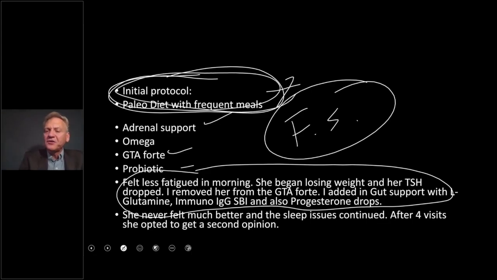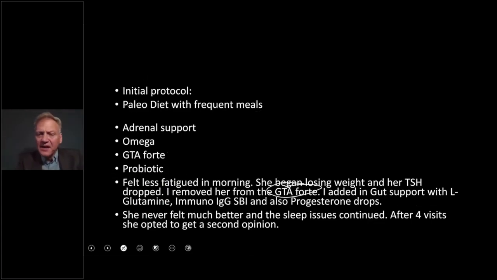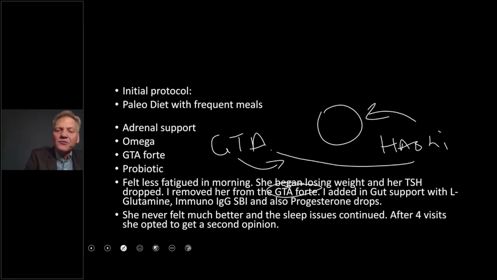She began losing weight, and her TSH dropped. I removed her from the GTA. Now, I'm not being overly critical on here, but I probably would not have dropped her from the GTA, just because if you have thyroid and you have Hashimoto's, you have white blood cells attacking the thyroid. You might not use Forte, but at least use GTA, because if you put it in the system, the white blood cells will have a tendency to attack the GTA. And when it does that, it attacks the thyroid less.